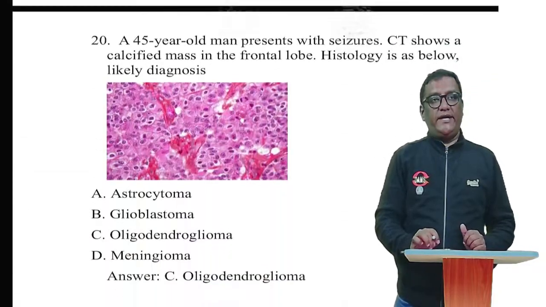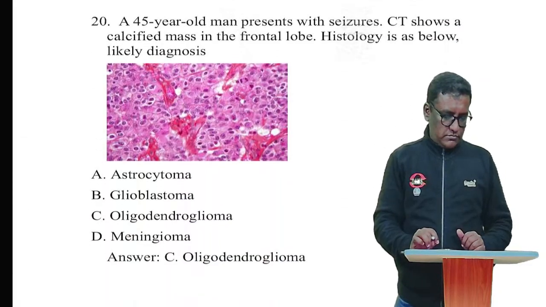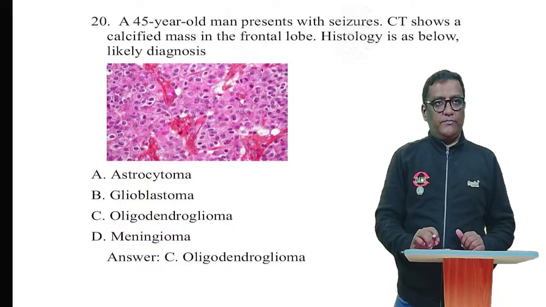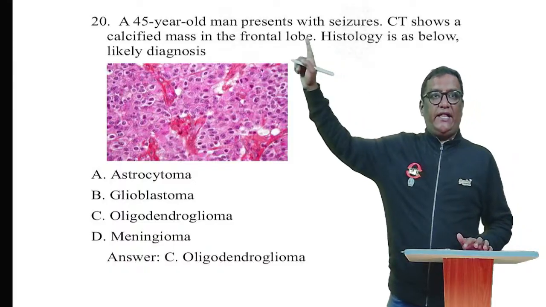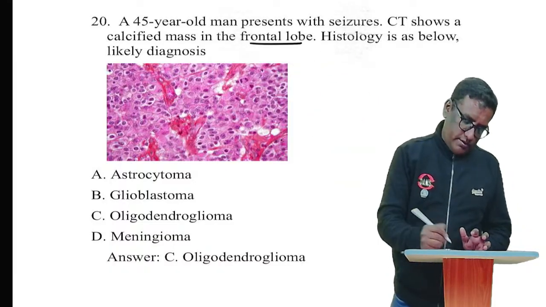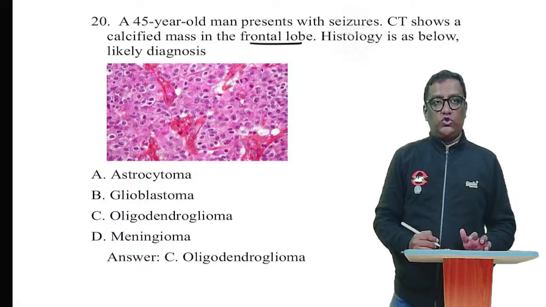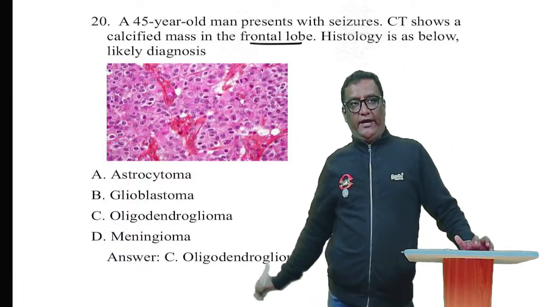Next, question 20. Okay, let us look at this now. A 45-year-old man presents with seizures. CT shows a calcified mass in the frontal lobe. Histology is as shown below. What are you seeing and what's your diagnosis?